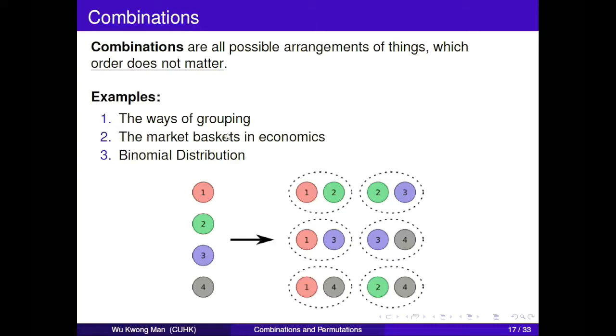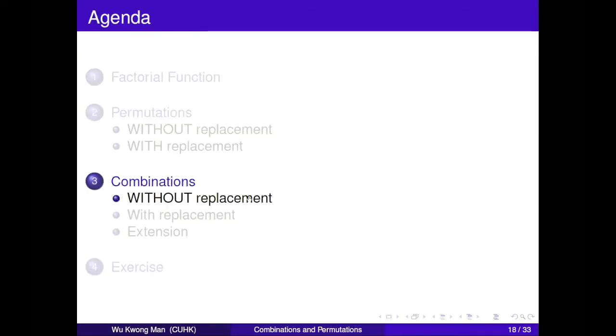Grouping and market baskets are examples of combinations. Some distributions, such as the binomial distribution, also contain the combination formula. From the graph, we can see that no elements of two combinations are exactly the same. So combinations do care about the elements, but not the order. Also, combinations are similar to permutations. It consists of two cases.